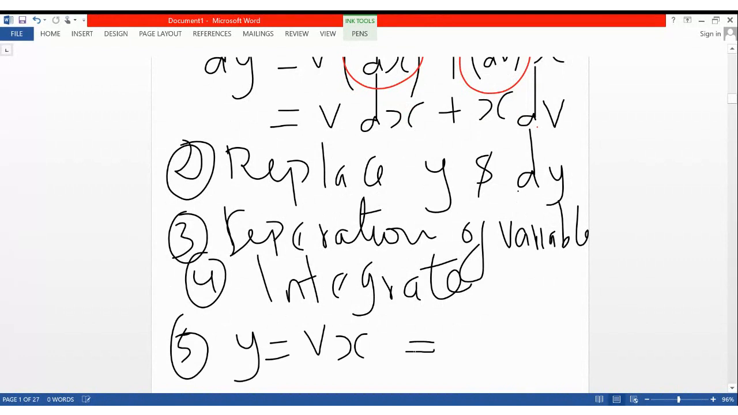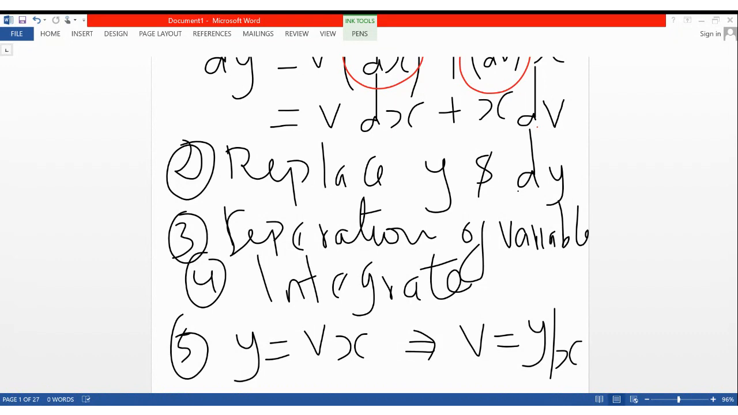The v was not there, so v will be given by y over x. So you're introducing something to assist us. After replacing the y and the dy, separation of variables, we integrate, then we replace back. You remember, it is as if integration by substitution. We're introducing a u, but later on, you are coming again and replacing the u with what we had.